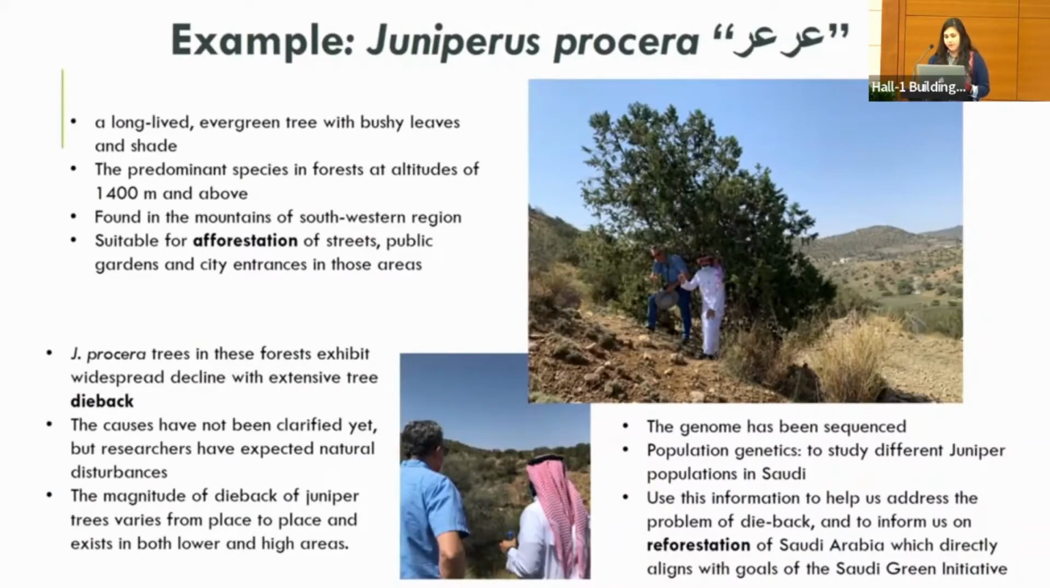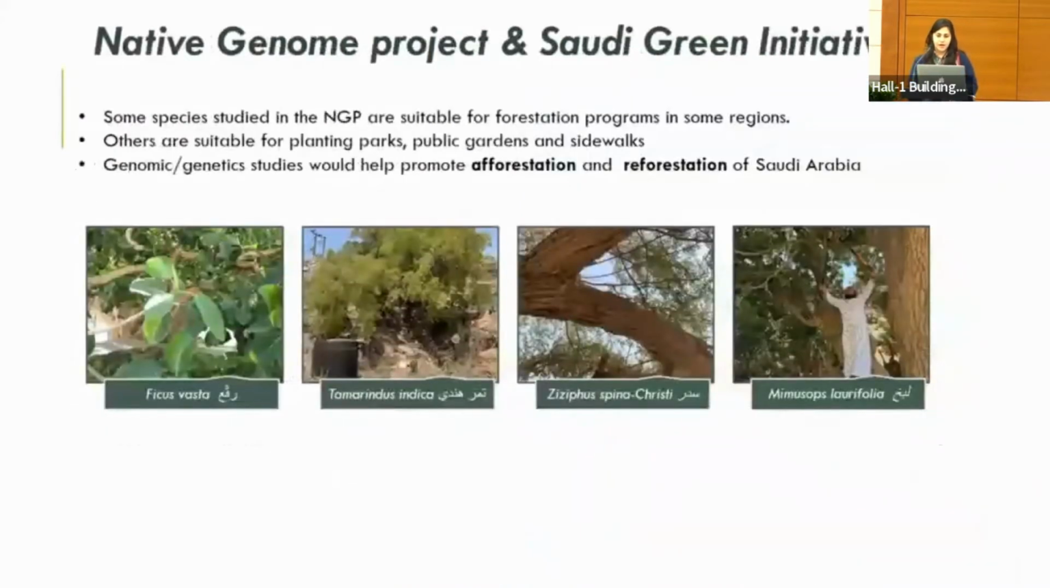So we have sequenced the genome already, and then we're gonna use the information of the population genetics to study different juniper populations in Saudi to help us address the problem of the dieback and inform us on reforestation of Saudi Arabia, which is aligning with the goals of the Saudi Green Initiative.